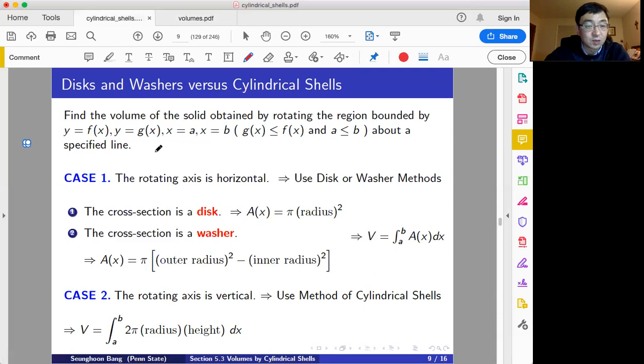The example is like this one. So we have this is f of x, this is g of x. This is a, this is b. So for this area, if you rotate about the x-axis, a horizontal line, you use the washer method. Rotate about the y-axis, the rotating axis is a vertical line, we use cylindrical shells. This is the whole idea for solving this kind of problem. I can give more examples later.